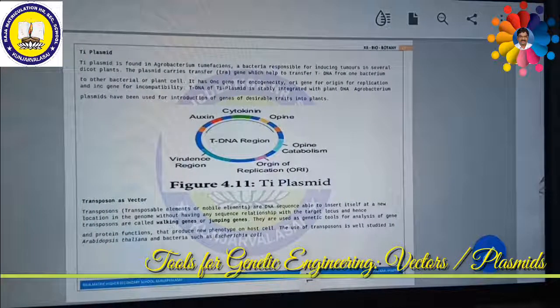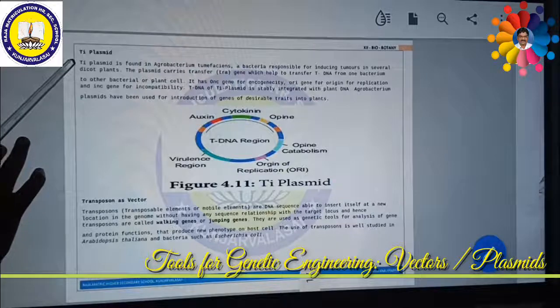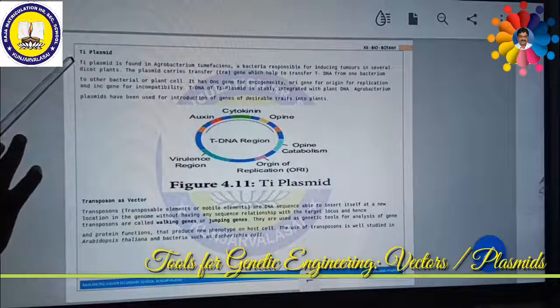Next we are going to see the Ti plasmid. This is a natural plasmid. These are available in normal soil. There is a bacterium, Agrobacterium tumefaciens. This is a natural bacterium which is available in the soil, and it is available everywhere else as well. It has a specialized plasmid called the Ti plasmid. Ti means tumor inducing plasmid. Tumor means cancer. In plants it can cause cancer with the help of this gene called the Ti gene.